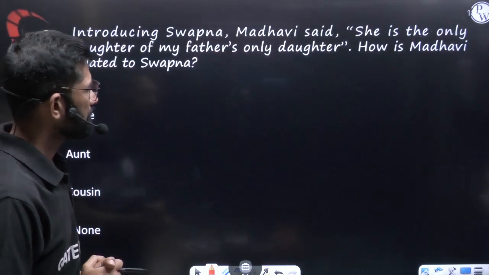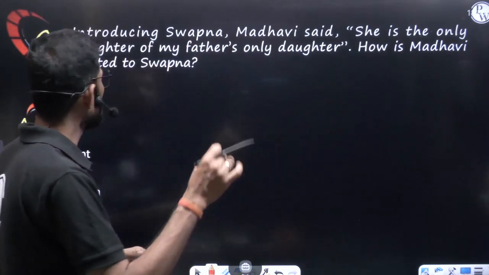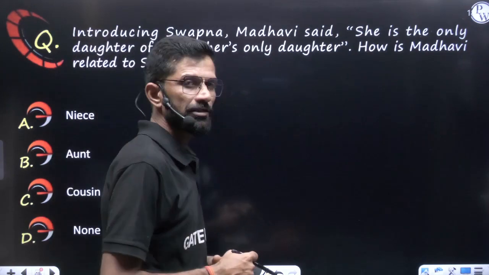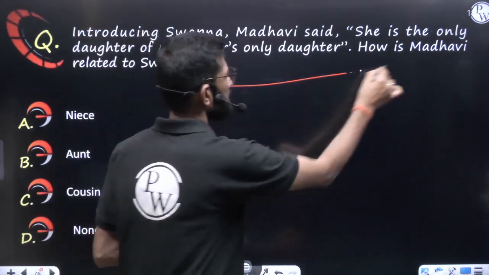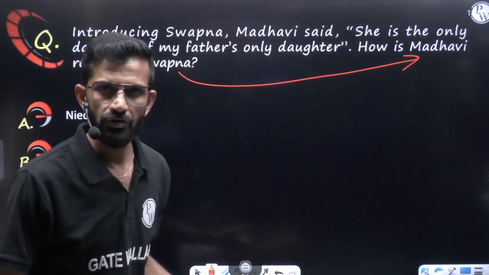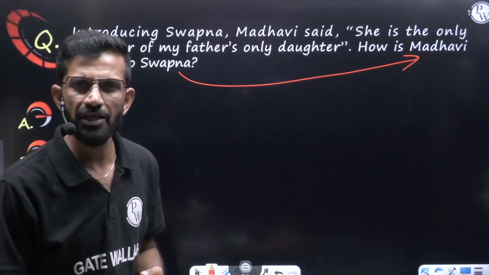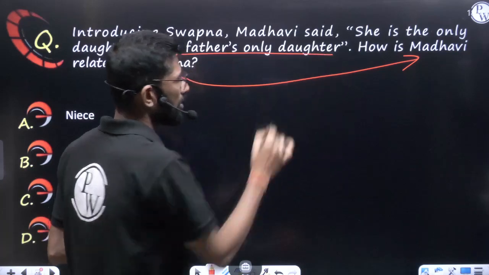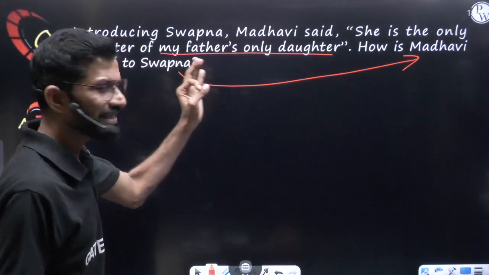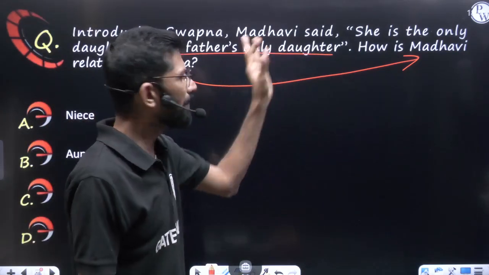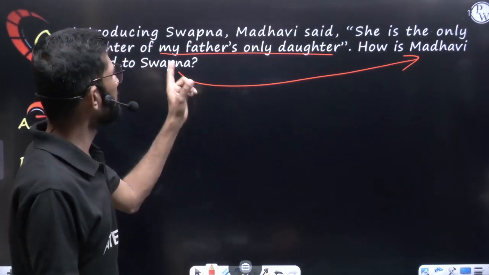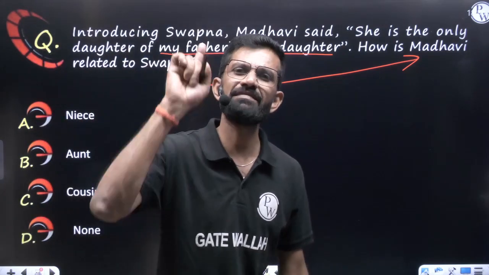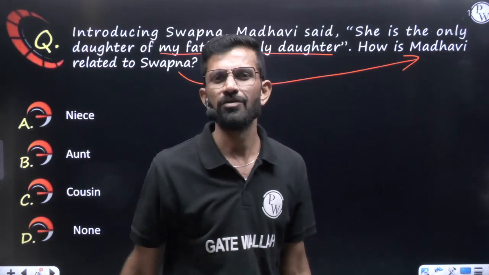Introducing Swapna, Madhvi said, she is the only daughter of my father's only daughter. How is Madhvi related to Swapna? Means Swapna will call Madhvi as what? You can make a family tree. Without a family tree, we will do it. Break the sentence. My father's only daughter. Who is saying this sentence, male or female? Madhvi is saying. One female is saying, my father is having only one daughter. Who will that be?